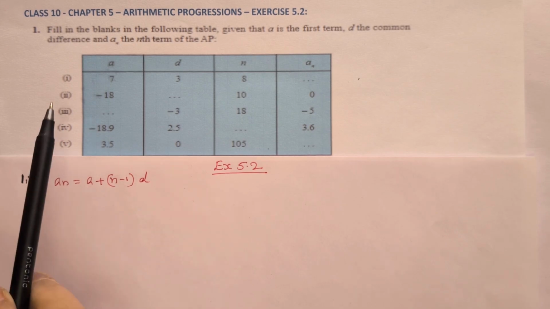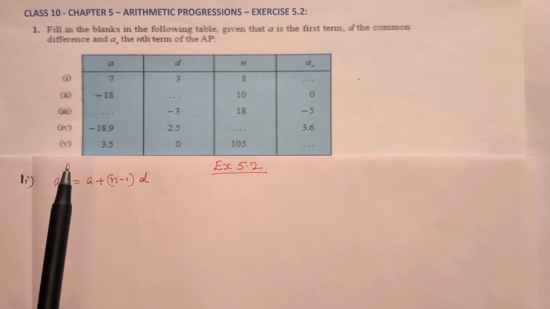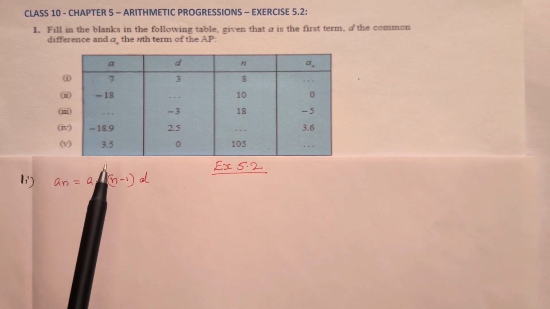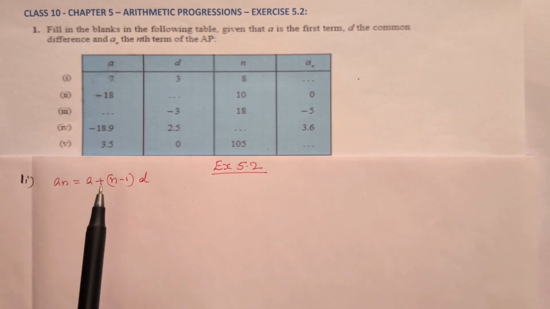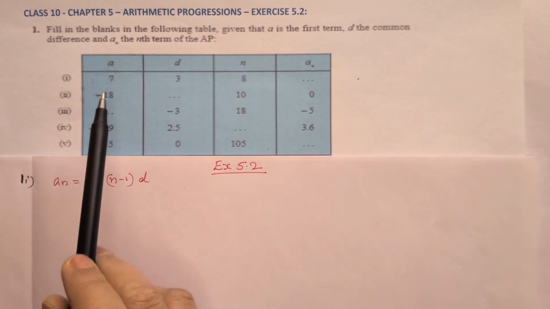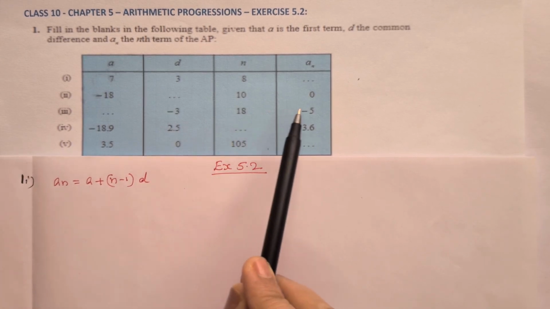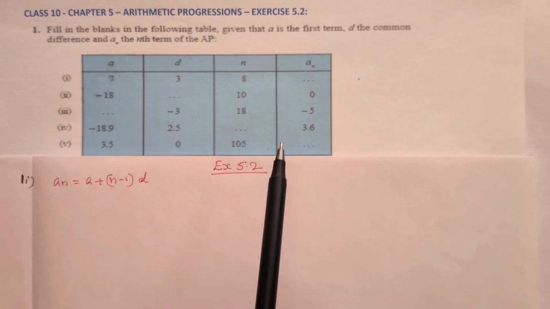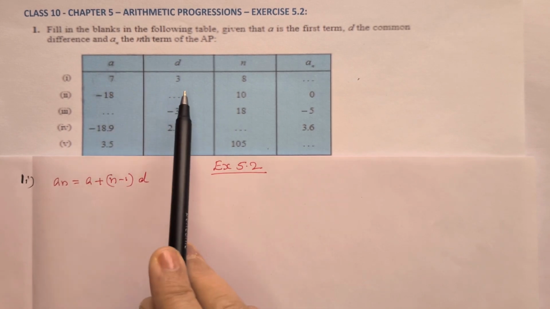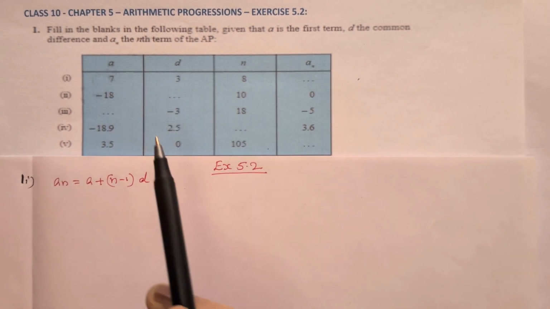Exercise 5.2, first question. Fill in the blanks in the following table. Given that A is the first term, D is the common difference, and AN is the nth term of the AP. Table is here given. You have to find the missing term. In the first case, AN is missing. A is equal to 7, D is equal to 3, N is equal to 8.